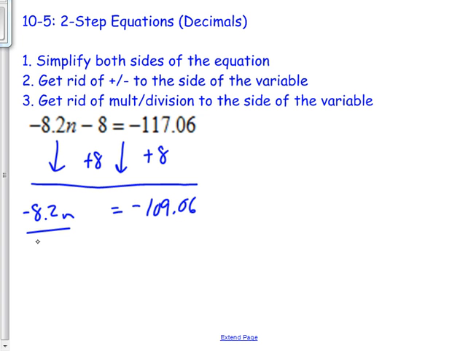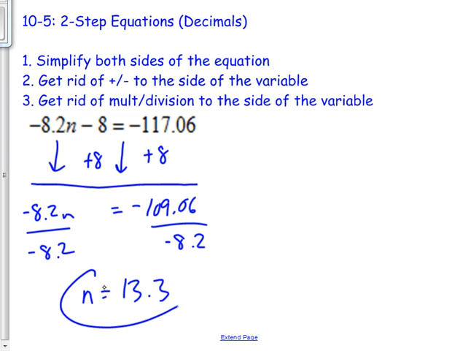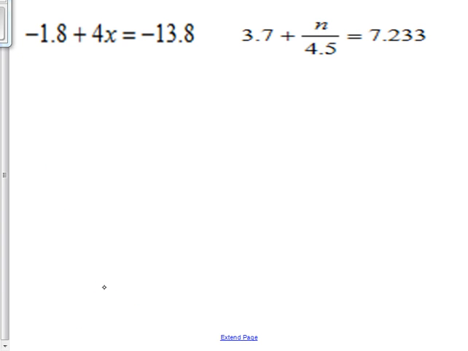Now we need to divide both sides by negative 8.2, divide by the coefficient, negative 8.2. We know that a negative divided by a negative is going to be a positive, so we don't need to worry about that. So we just divide 109.06 divided by 8.2, and we get 13.3. Now, of course, always check it. So we're going to take 13.3 times negative 8.2 minus 8, and we get negative 117.06. So it does work. We can circle it, we can move on.